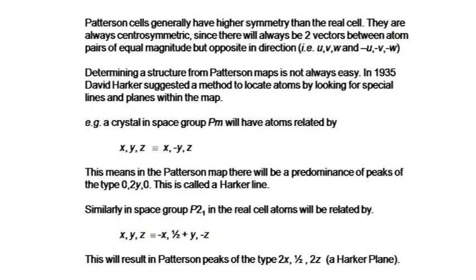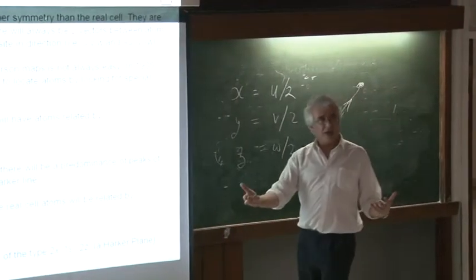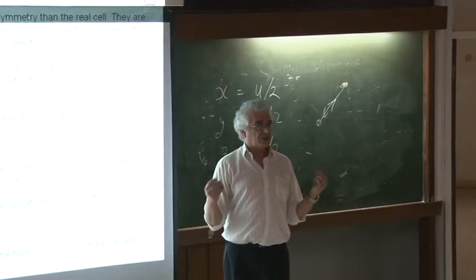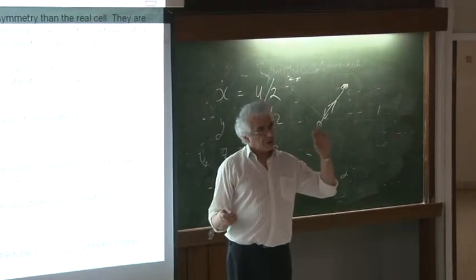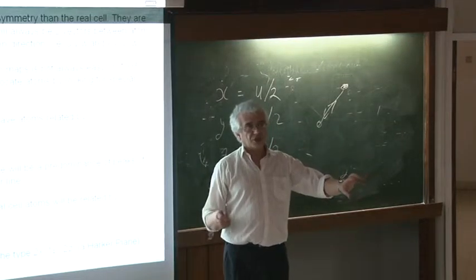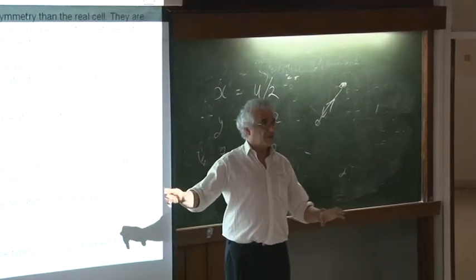Now, one thing you have to remember: the Patterson cell has the same dimensions, but it is always centrosymmetric. Because remember, you're talking about vectors between two atoms. So if you've got a vector going this way, you also have a vector going this way. So it's always centrosymmetric. Even when the real crystal structure is non-centrosymmetric, the Patterson map is centrosymmetric.